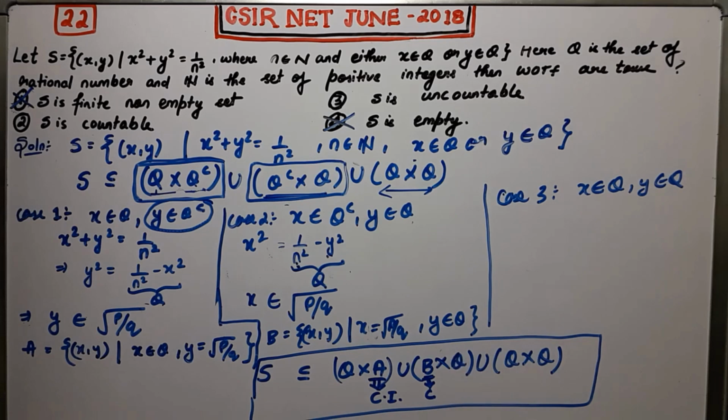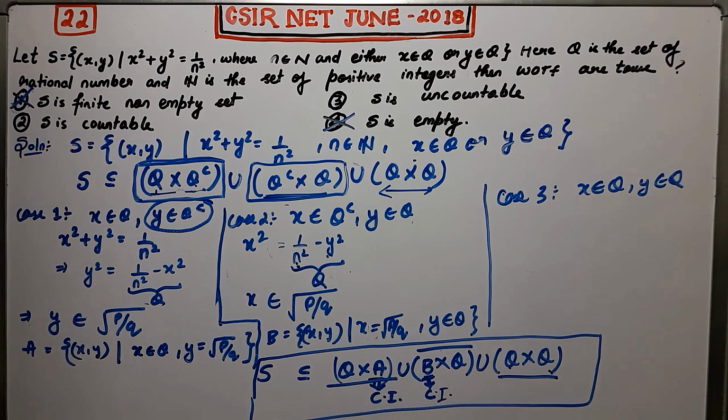Now firstly, what do you know? That the product of two countable sets is countable. Therefore Q cross A is countable. Now B cross Q will be countable because B is countably infinite. Q cross Q is countable. You know this from the very beginning, because Q is countable and Q is countable, therefore Q cross Q is countable. So this whole thing is countable, this whole thing is countable, and this whole thing is countable.